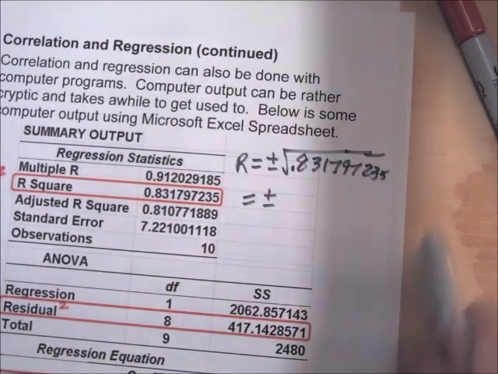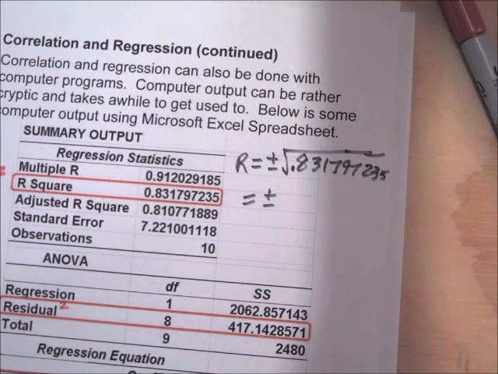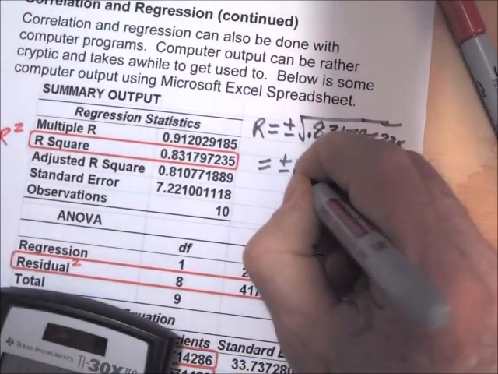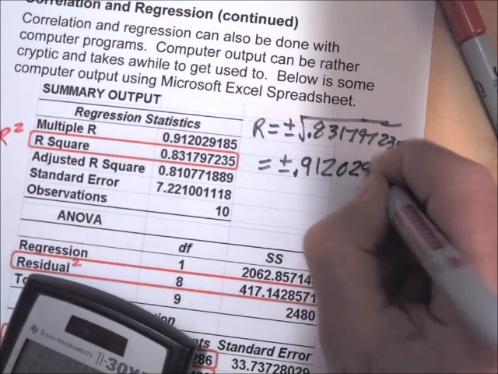So before we found r, and then we squared it to get r squared, but you can kind of reverse that process. So if you do second square root 0.831797235, I get 0.912029185.